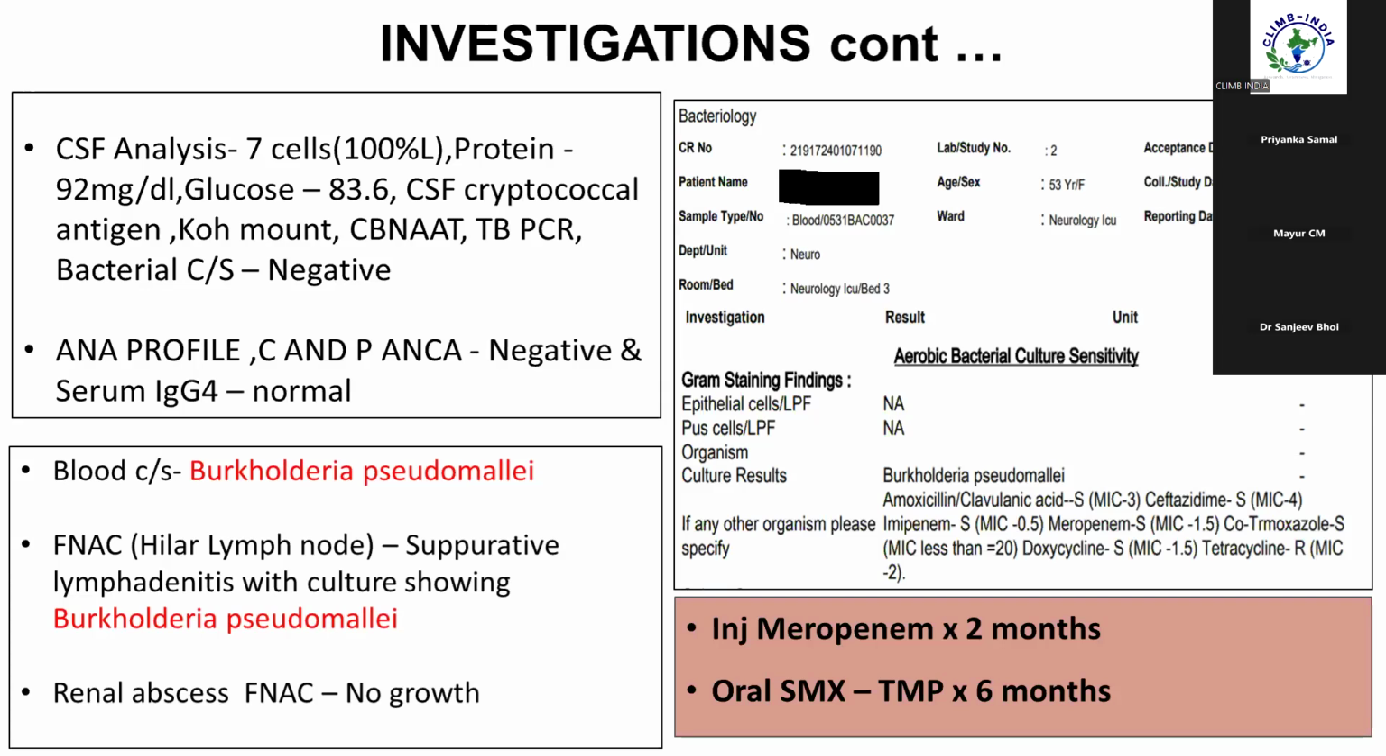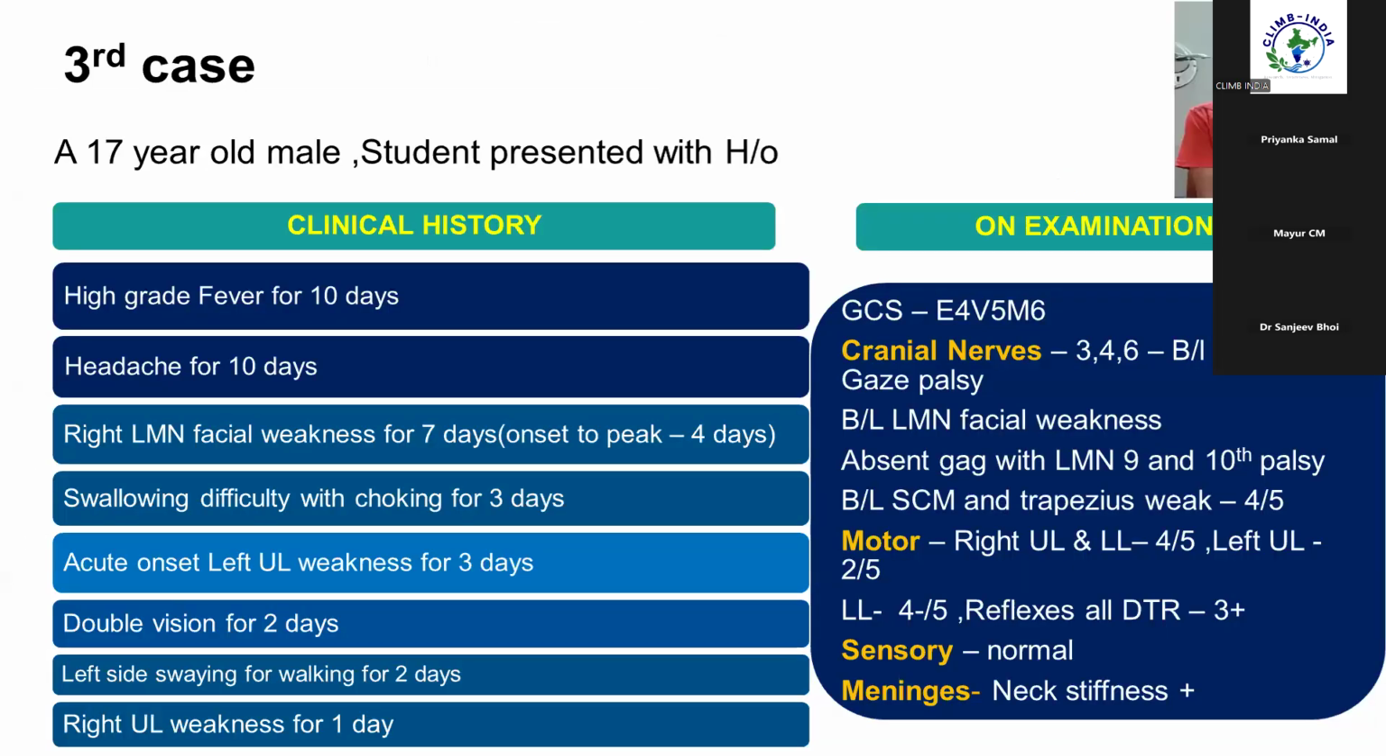The patient was almost symptom free from day 10 of admission itself, but we followed up for 6 months and she received full treatment. This third case is of a 17-year-old male student who presented to us with a 10 day history of fever, followed by headache, right hemiparesis, right lower motor neuron facial palsy, and dysphagia for 3 days, and acute onset left upper limb weakness, diplopia, and left-sided hemiataxia, followed by right upper limb weakness for the past 1 day.